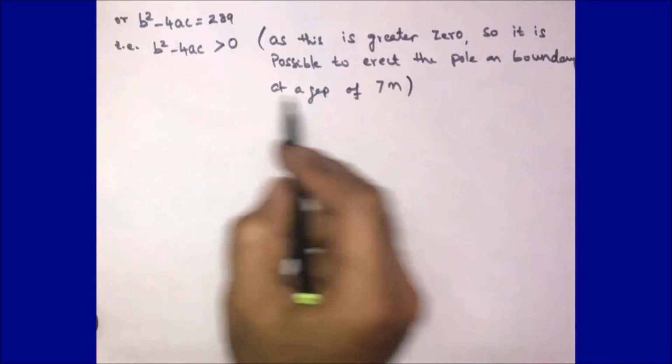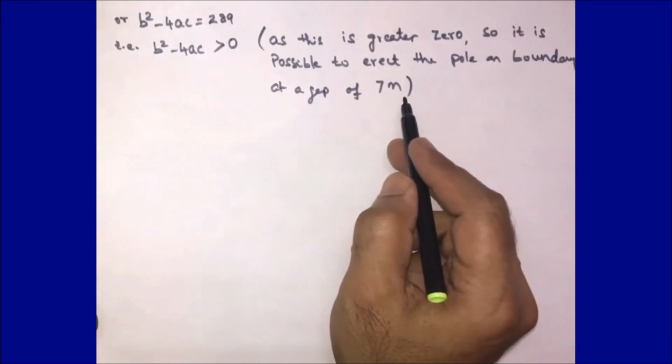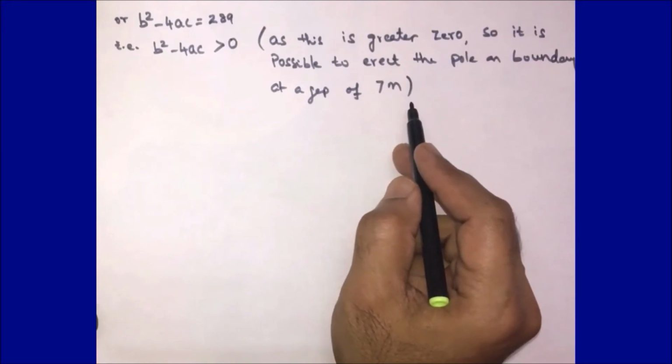Now, as it is possible, as per the second part of the question, if yes, at what distance from the two gates should the pole be erected?